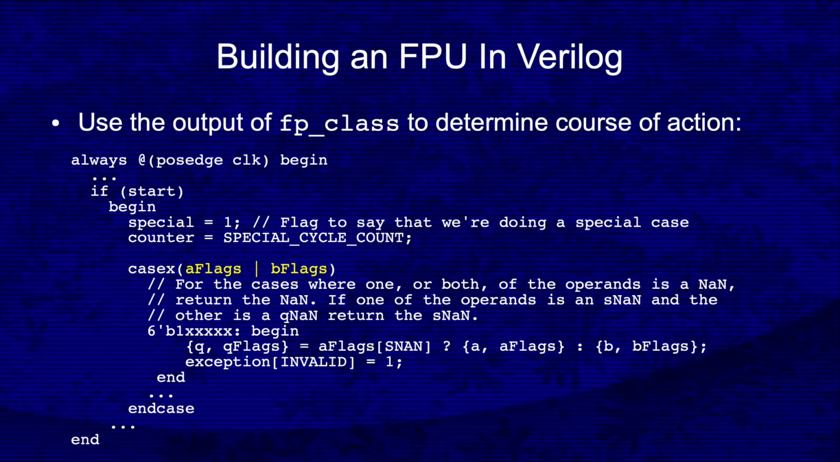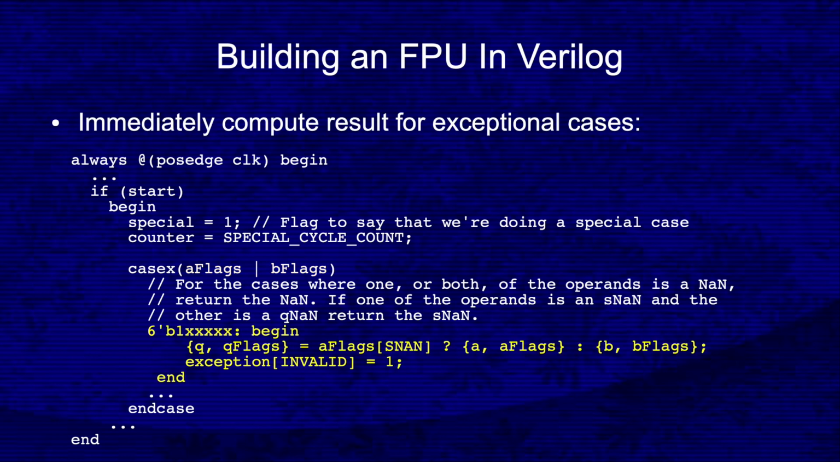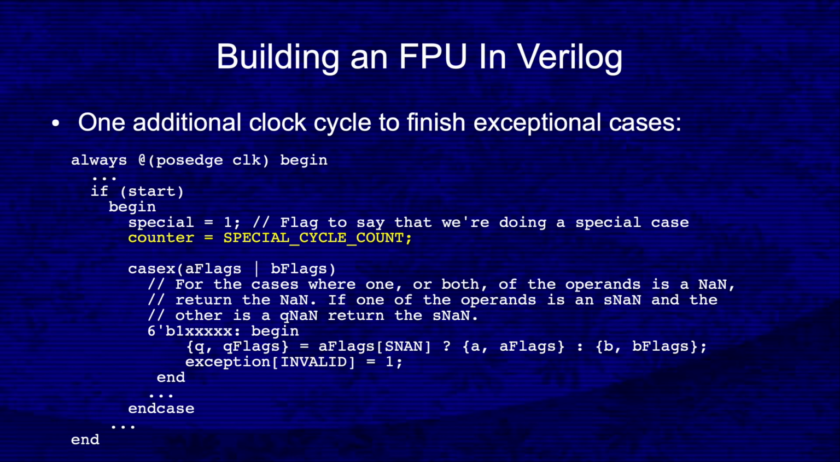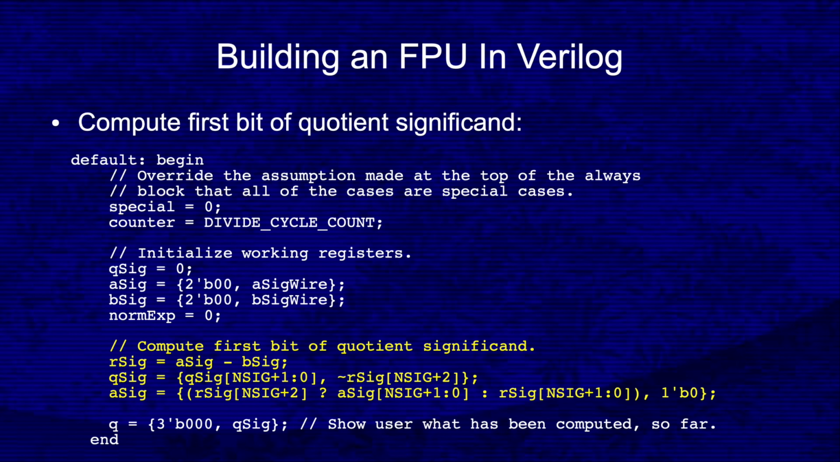The circuit immediately uses the dividend and divisor flag values in a case statement to separate the exceptional cases from the case when we actually have to perform long division. For the exceptional cases, the case statement computes the result and sets a counter which keeps track of how many additional cycles are needed. For the exceptional cases, only one additional cycle is needed to complete the computation. In the case that we need to perform long division to compute the quotient significand, the case statement computes the first bit of the quotient and sets the count of the remaining cycles to n sig plus 4.